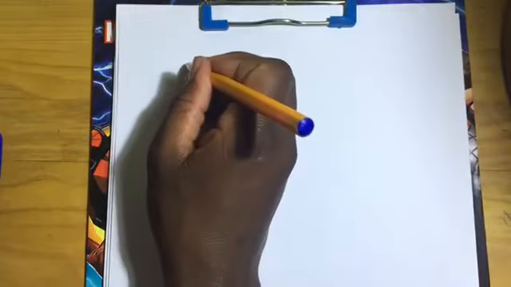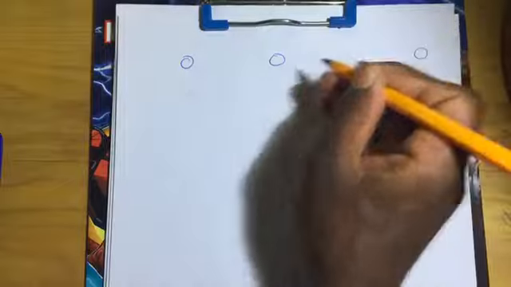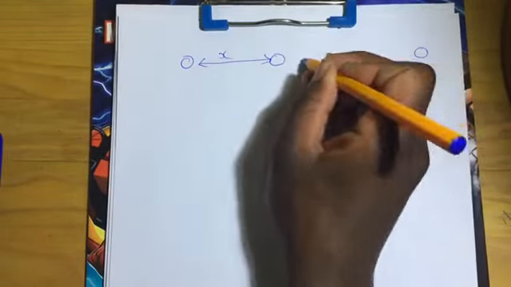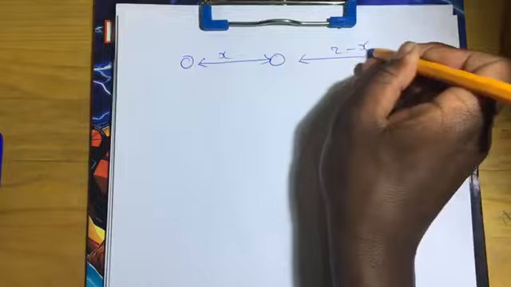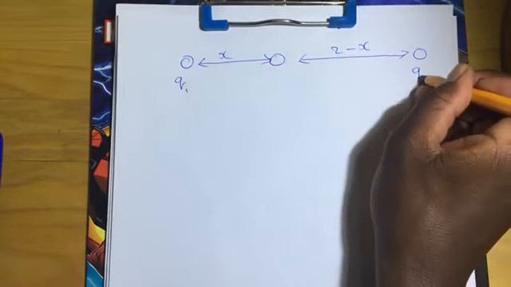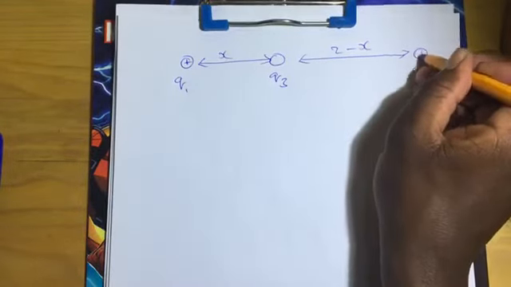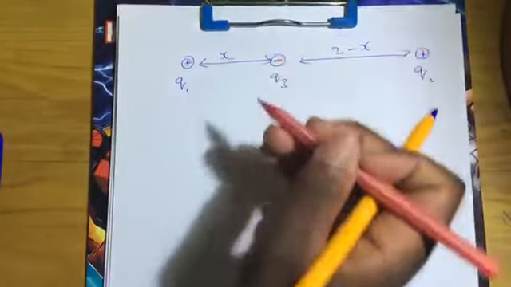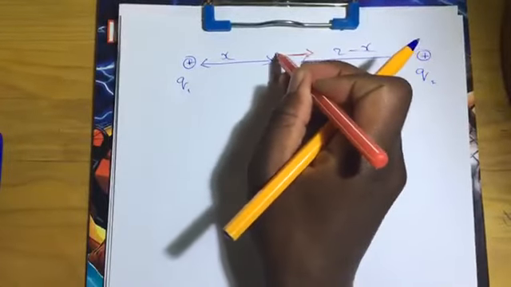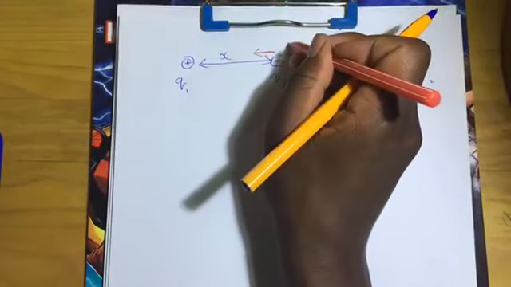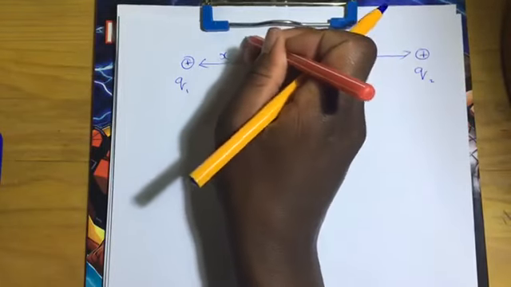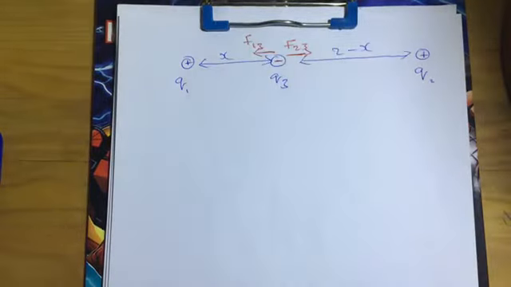Let us go. Now, this is our diagram. This distance, we are calling it x. This distance, we are calling it 2 minus x. This is Q1, this is Q2, this is Q3. Q1 is positive, Q2 is positive, Q3 is negative. So there's an attractive force in this direction, and an attractive force in this direction. I'm calling this attractive force F23, this other attractive force F13. And we've said F13 should be equal to F23.